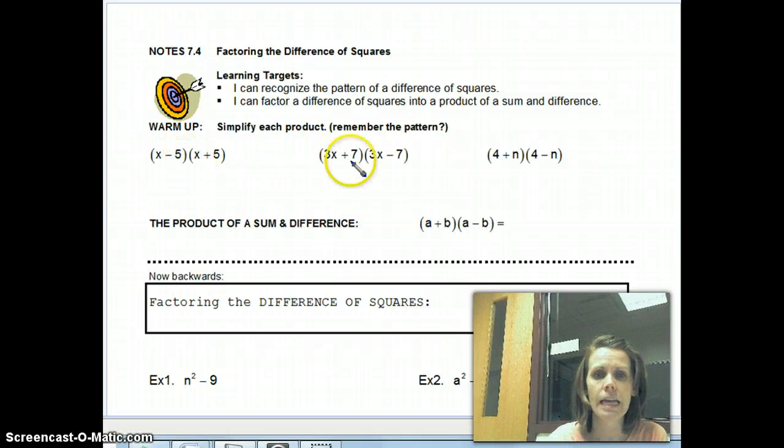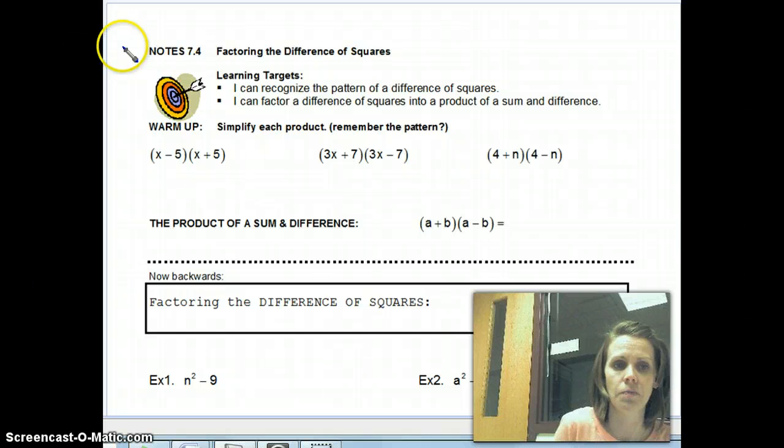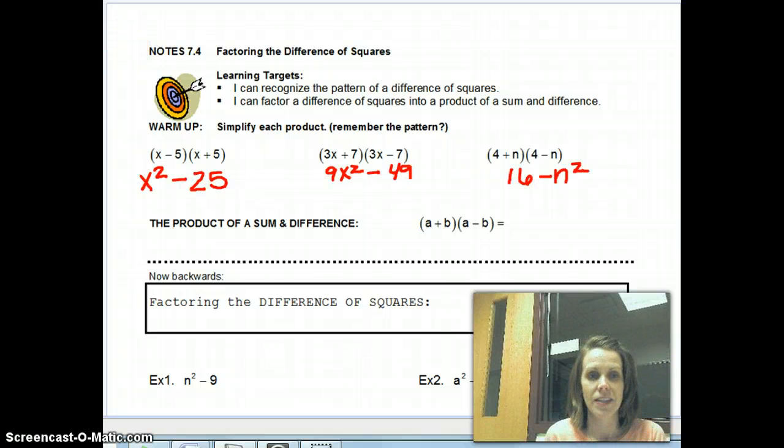So go ahead and try these first three problems. It should be really quick if you remember that shortcut. Alright, so pause me and then try it on your own. Alright, so check your answers and see how you did. Did you remember the shortcut?